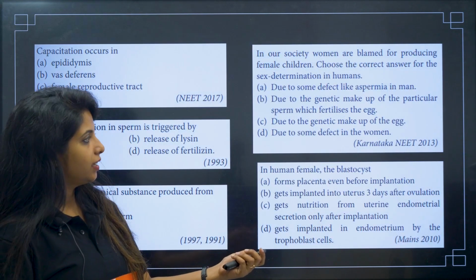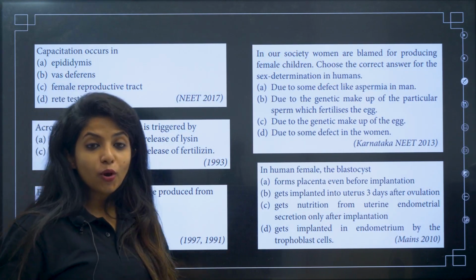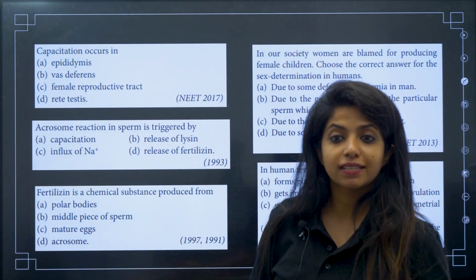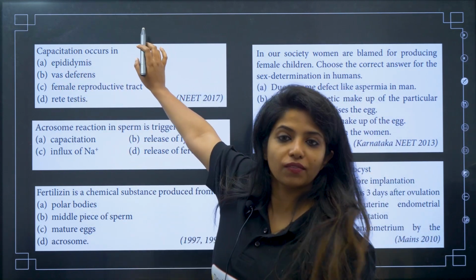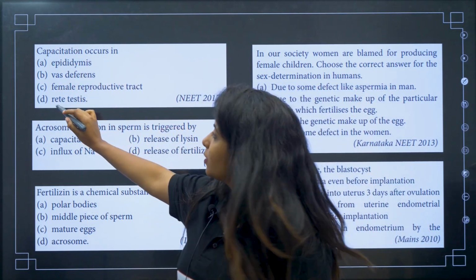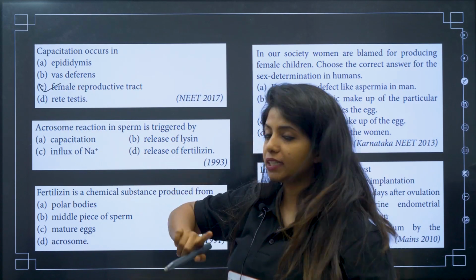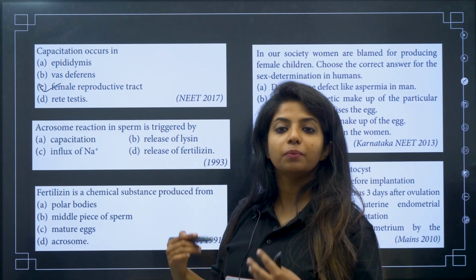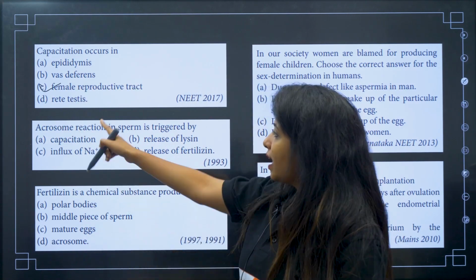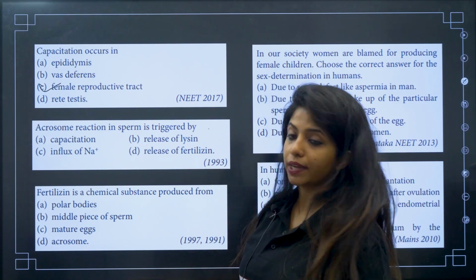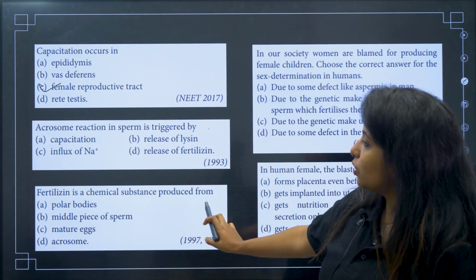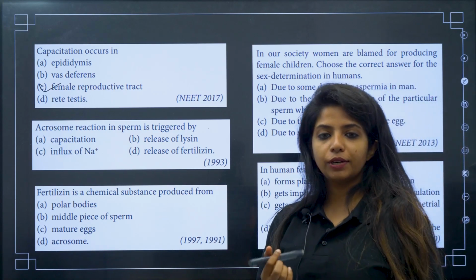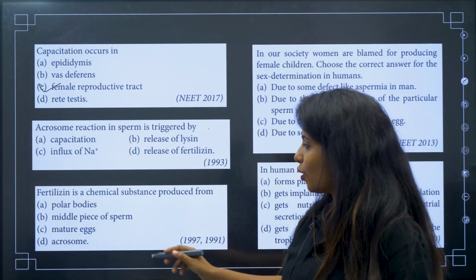Done. So is there someone who got all the answers correctly? These were the 5 questions that I gave you. Capacitation occurs where, children? In the female reproductive tract, nowhere else. Remember, it's the changes in the sperm that will help in the fertilization of the ovum. Acrosome reaction, this is for you again. Fertilization is a chemical substance produced from what?